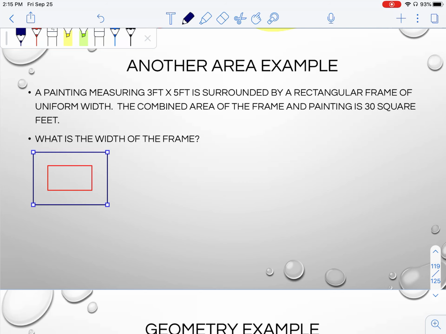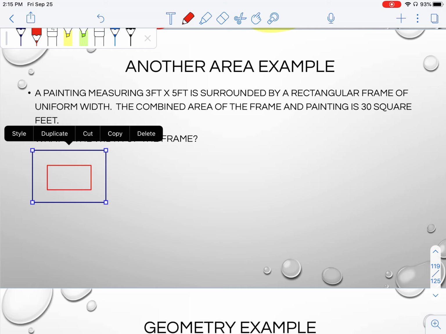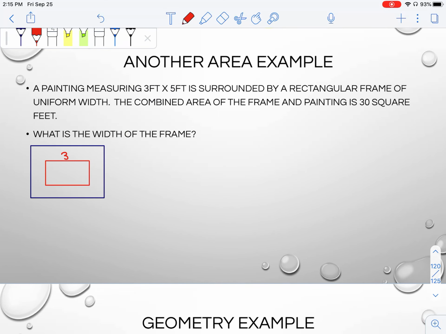Okay, so this painting is 3 foot by 5 foot. All right. We know the combined area, so the area of the whole thing, the dark blue box, is 30 square feet. So if I can find the dimensions, the length and width of the dark blue box, I can just set that equal to 30 and then solve for x.